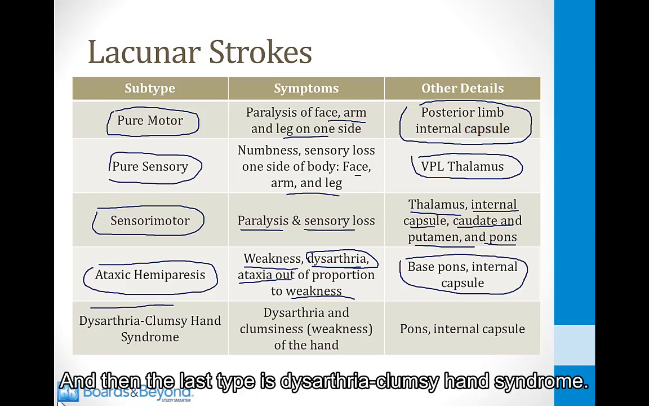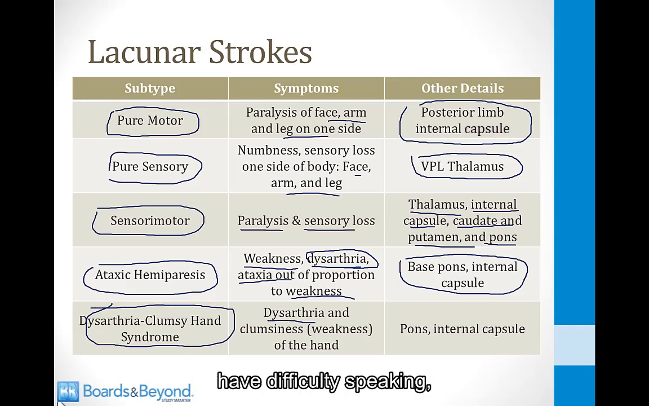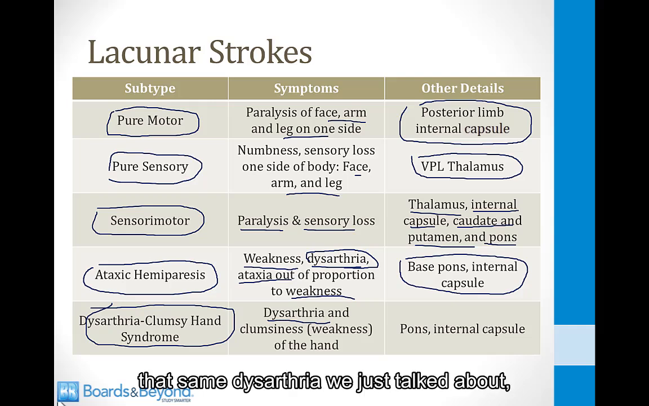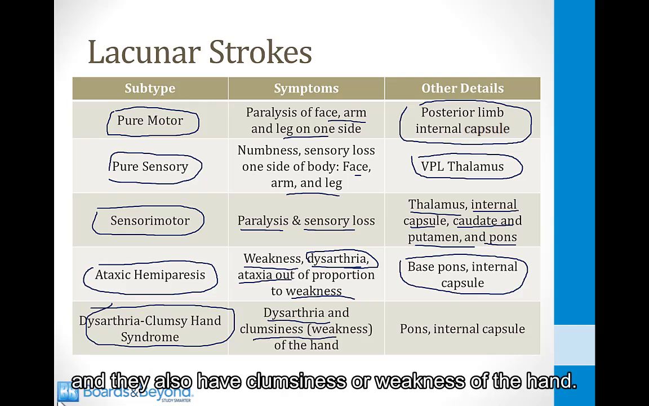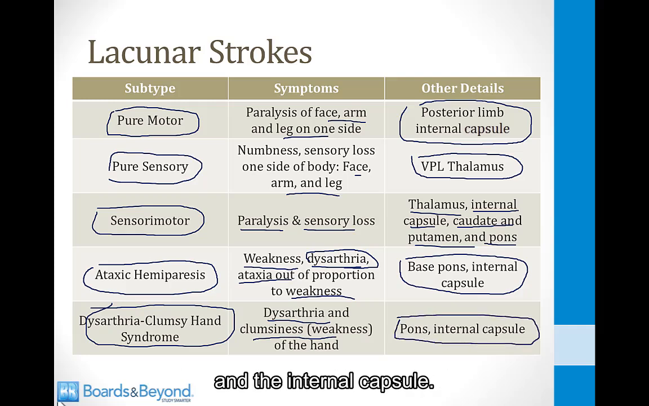And then the last type is dysarthria or clumsy hand syndrome. These patients, as the name implies, have difficulty speaking, that same dysarthria we just talked about, and they also have clumsiness or weakness of the hand. These patients had lacunae in the pons and the internal capsule.